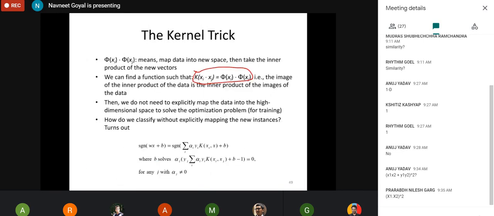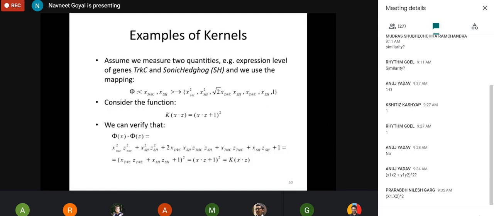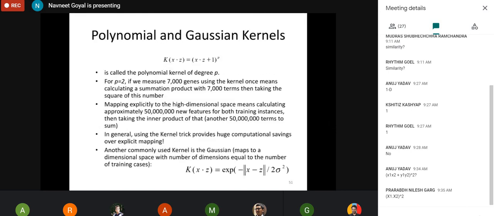So what we saw just now was this. You can generalize it even more. You can write it as (x dot z + d) raised to the power p. This d need not be 1, it could be any number, and p is typically an integer. In our case, d was equal to 0 and p was 2.